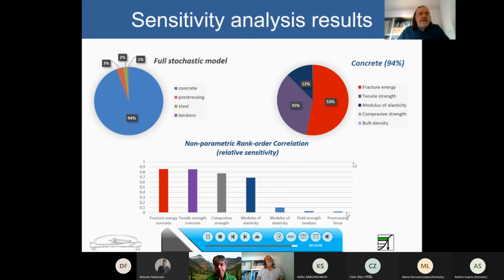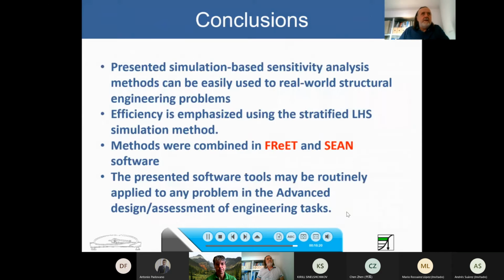So we did several analyses. Something more is also explained in the paper, but just for illustration, I think it's enough, this practical calculation. So, concluding remarks: I try to present a simulation-based analysis technique which can be easily used for real-world structural engineering problems.